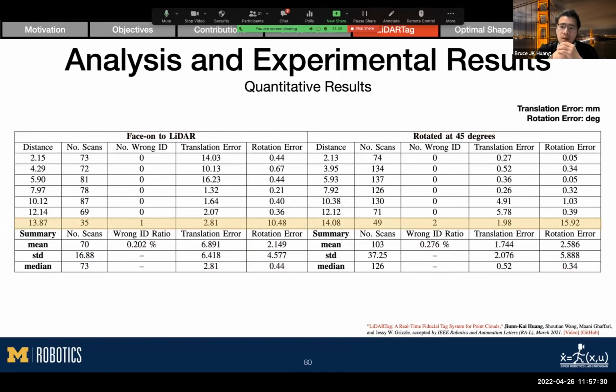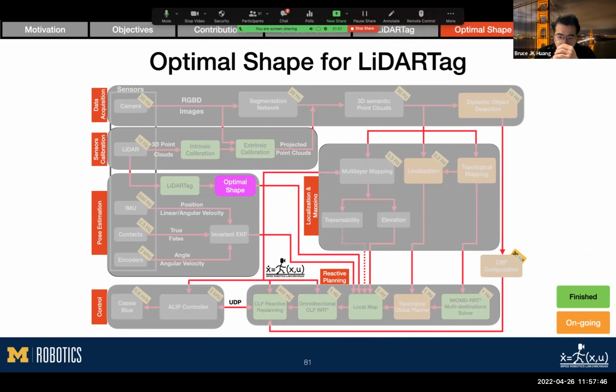You may see that 14 meters is the maximum range for this square shape and the Velodyne 32-beam LiDAR that we're currently using. How can we push the limits of the pose estimation of the LiDAR tag? This brings us to the domain of target shape design.